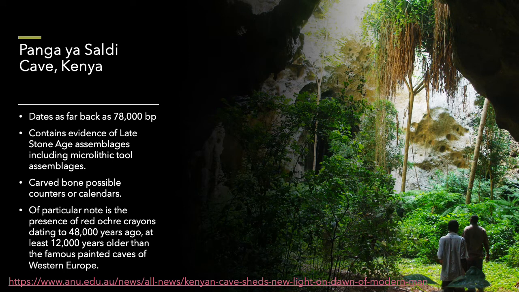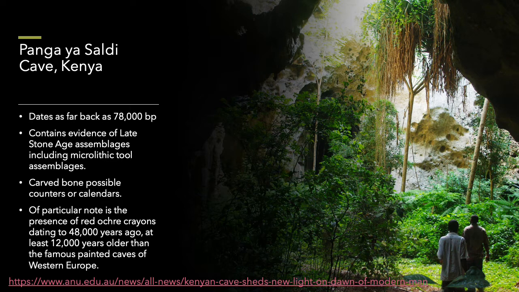It's also important to remember that not only do we have the origins of very early hominids in Africa, but anatomically or behaviorally modern humans are found here far earlier than anywhere else. One recently excavated example is Panga ya Saidi Cave in Kenya, and it dates as far back as 78,000 years ago. What's particularly interesting isn't just that date, but that the Late Stone Age assemblages include microlithic tool assemblages, these composite tool kits, bone beads, shell beads, all kinds of really fantastic things.